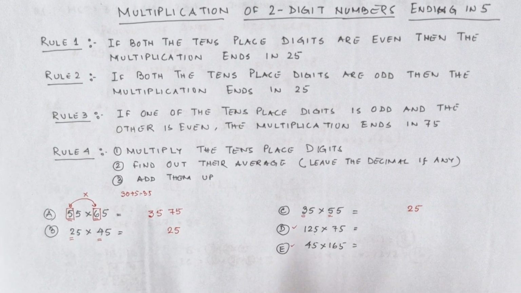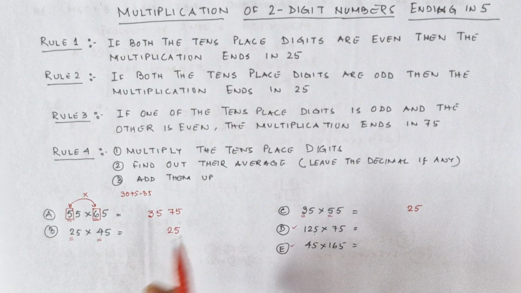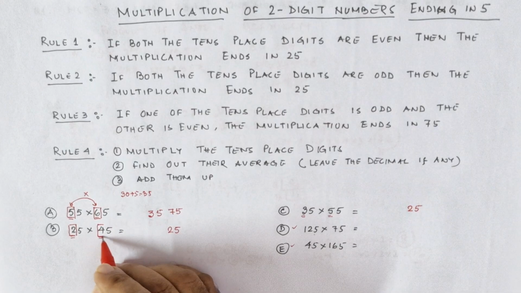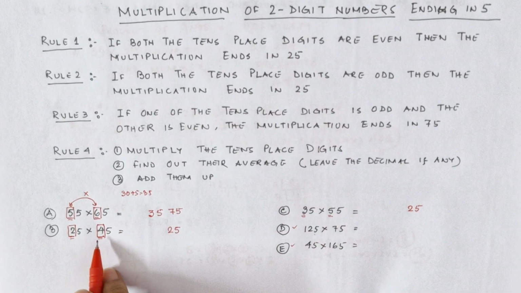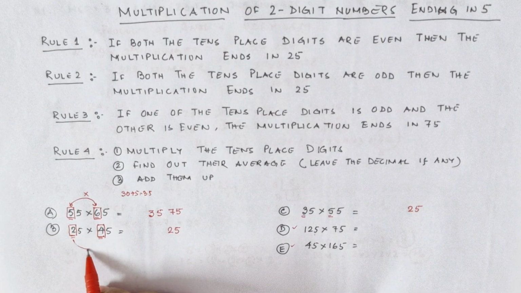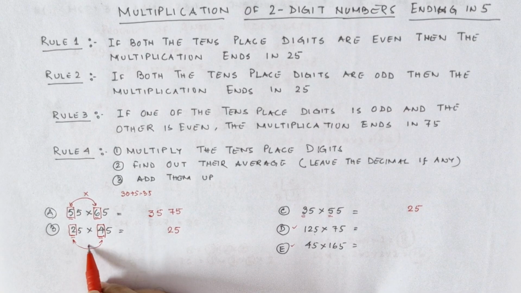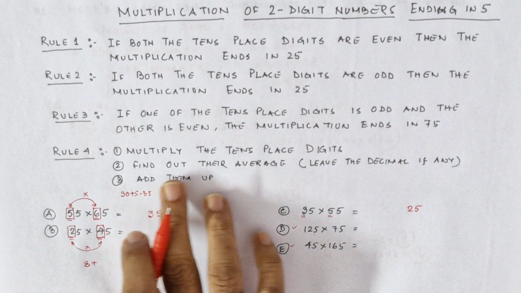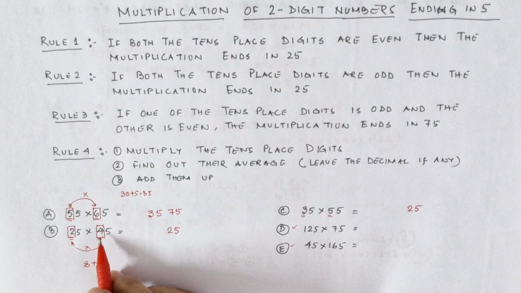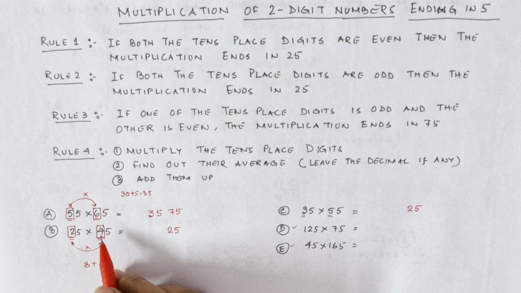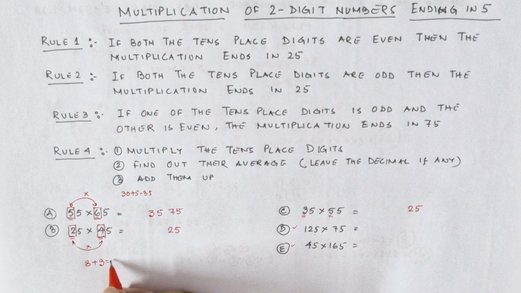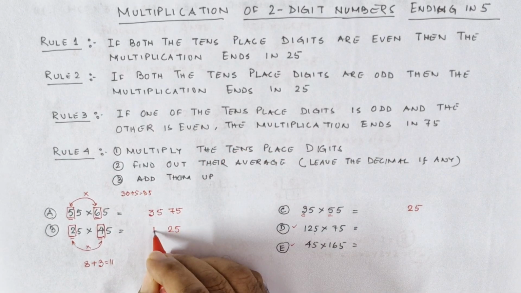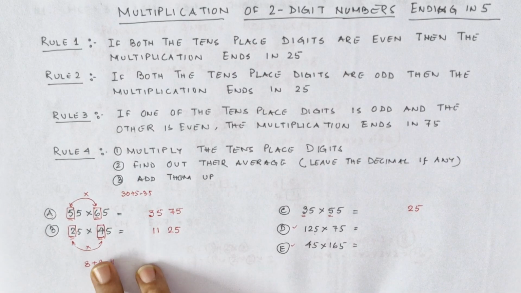Let's come to the second case. We have already written 25. Now, what are the digits in the tens place? We have 2 and 4, right? Go ahead and do the same. Multiply them: 4 multiplied by 2 is 8. Find out their average: 4 plus 2 is 6, and 6 divided by 2 is 3. If we add those two end results, it yields 11. Write down 11 here. So 1125 will be the result.